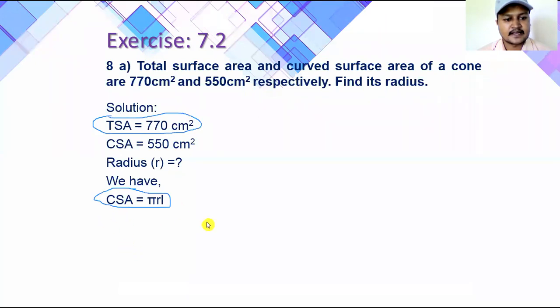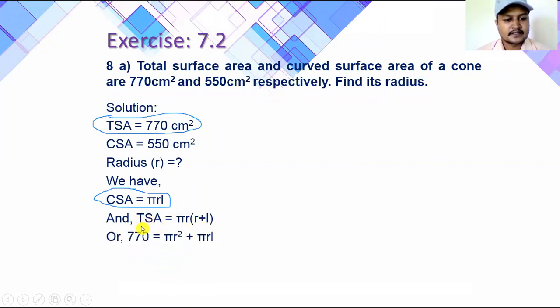Formula for total surface area is pi r times (r plus L), isn't it? Or if we multiply it inside, it will be pi r square plus pi RL. That is, total surface area is equal to curved surface area plus area of one more circle.